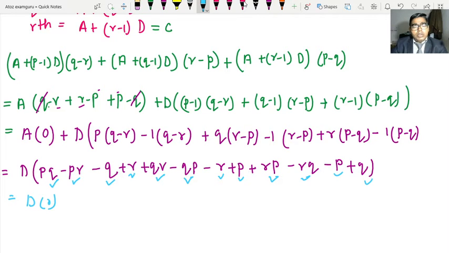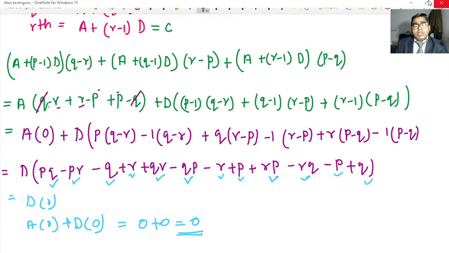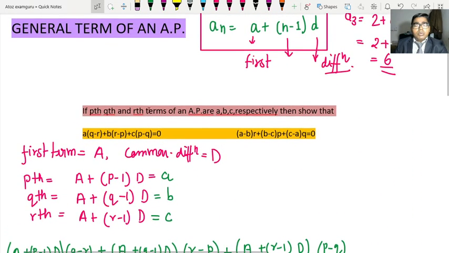So as here you get A into 0 plus D into 0. It means 0 into 0. You will get 0. So the first expression given to you is proved. It means A into Q minus R plus B into R minus P plus C into P minus Q equals 0. Let us see the second one.